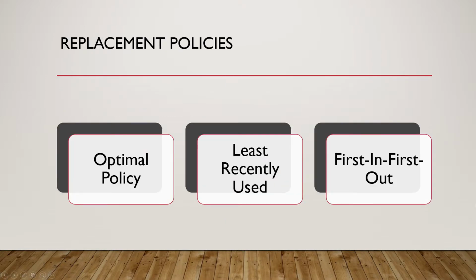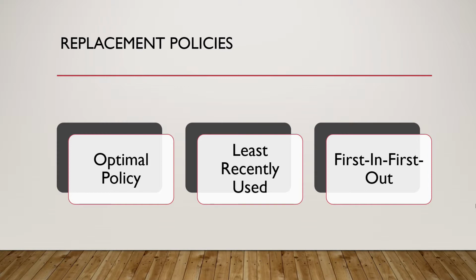So here's some replacement policies. Optimal policy selects the page for which the time to next reference is the longest. It's basically impossible to implement. It's just used as a standard for the other algorithms.